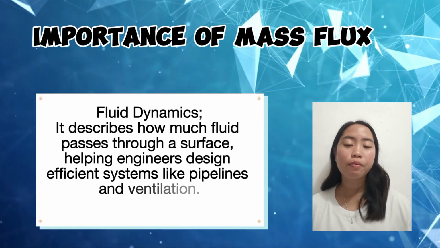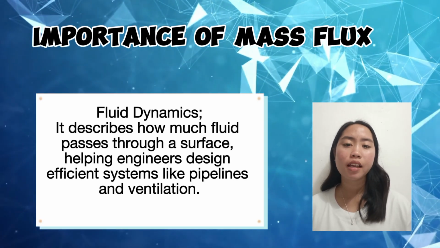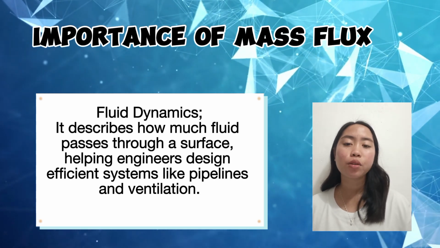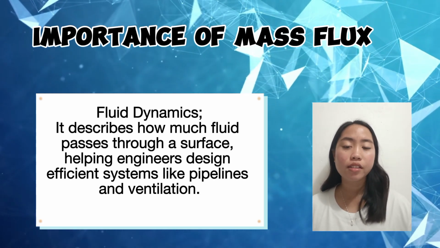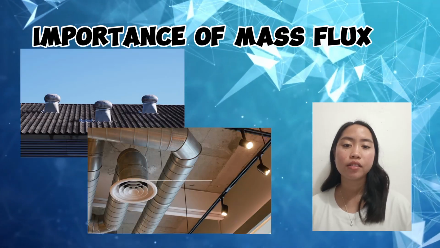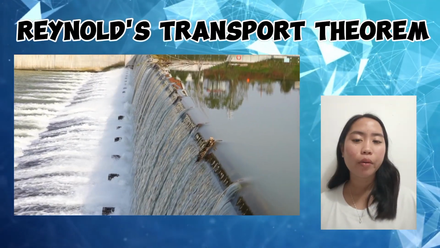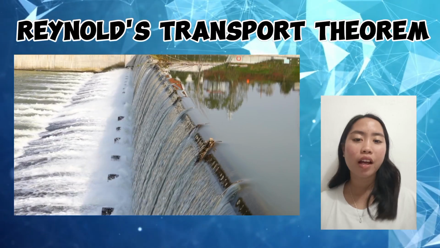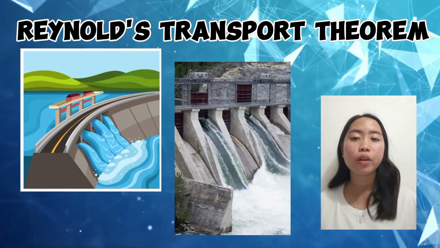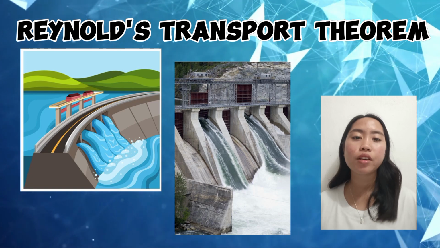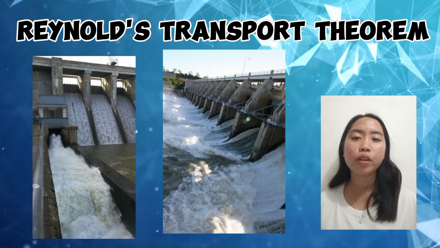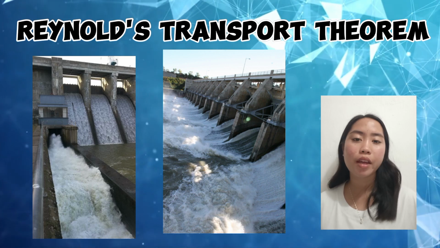The importance of mass flux in fluid dynamics is that it describes how much fluid passes through a surface, helping engineers design efficient systems like pipelines and ventilation. Imagine a river flowing through a dam. Mass flux would quantify how much water, or the mass, flows through each square meter of the dam's surface every second. This allows engineers to assess the load on the dam and understand the river's behavior.